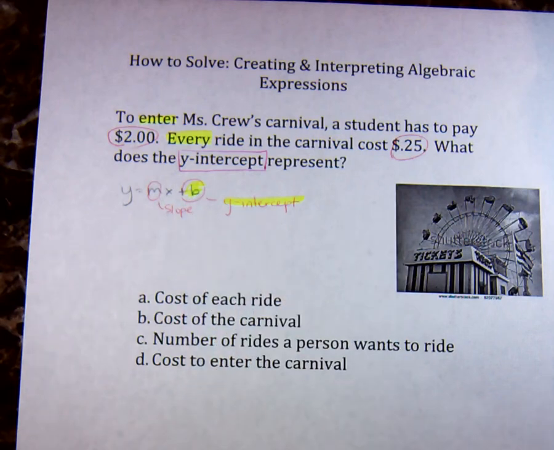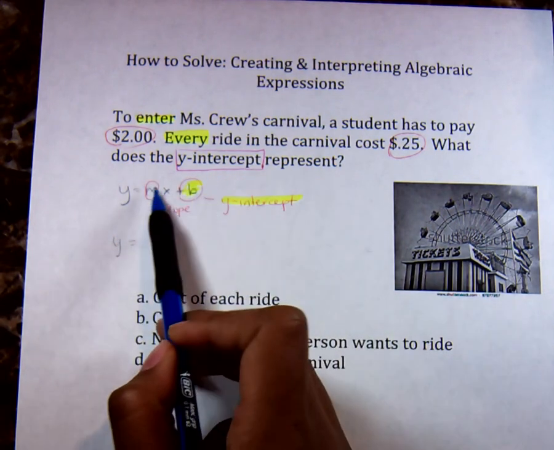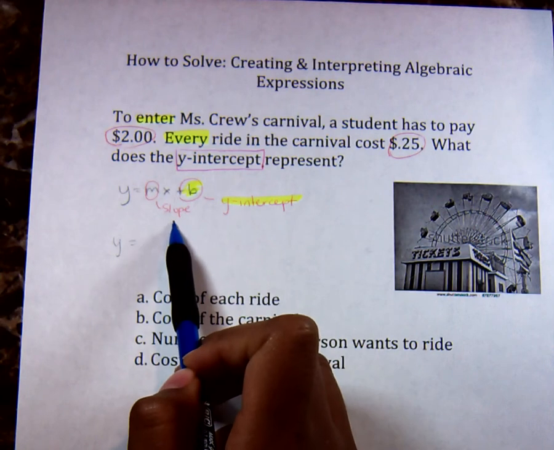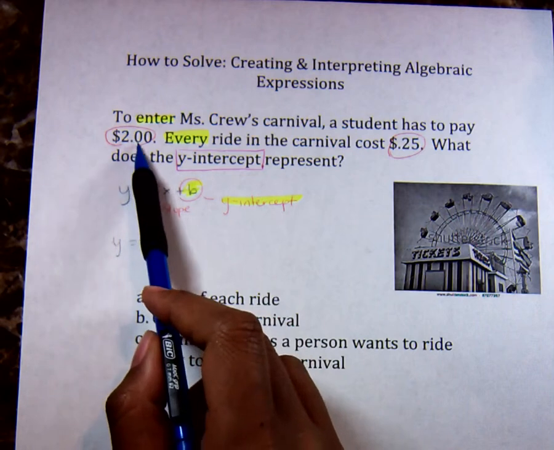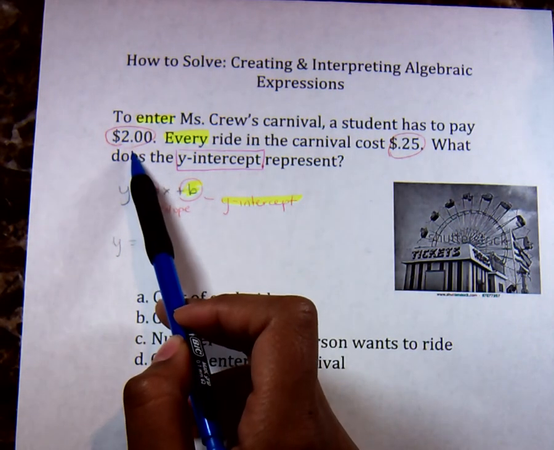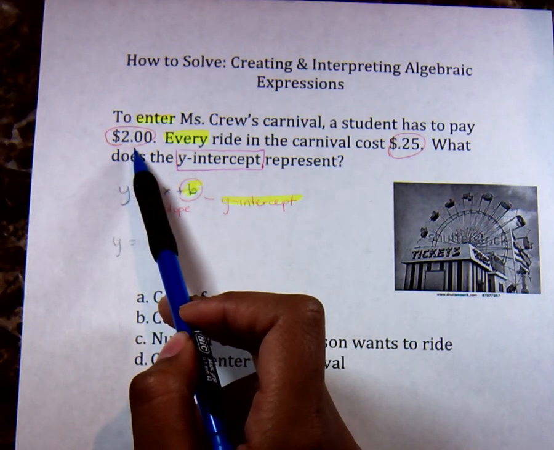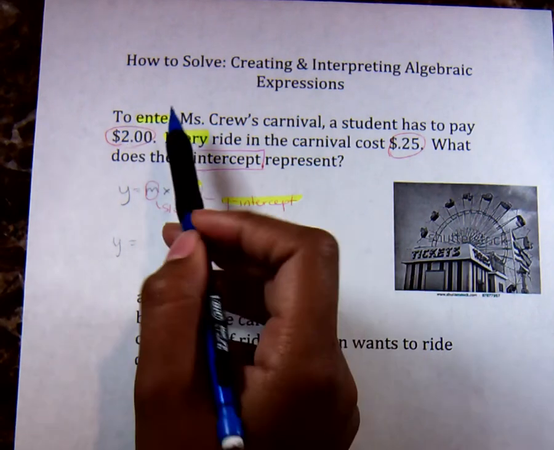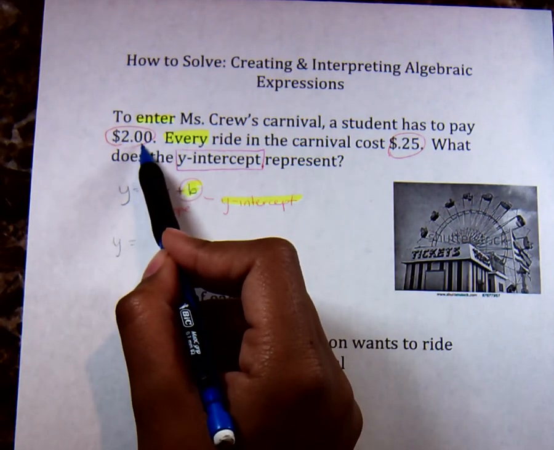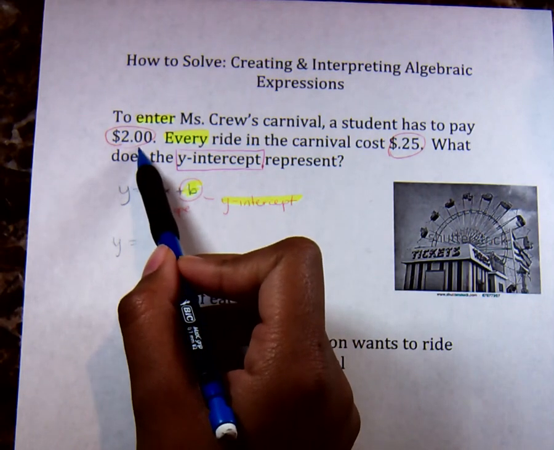So here, now I'm going to figure out where I need to put the $2 and the 25 cents. Well, I know that I have my y, it doesn't change. And my m is my slope. That is what is going to change. So I'm looking for the number, either 2 or 25 cents, that I know is dependent on something within the problem. Meaning, when I say dependent, it means that something is causing it to change. Well, as we said before, the enter is the $2. No matter what I do, I have to pay $2 to get into Miss Cruz's carnival.